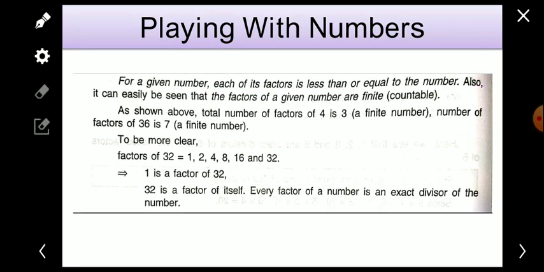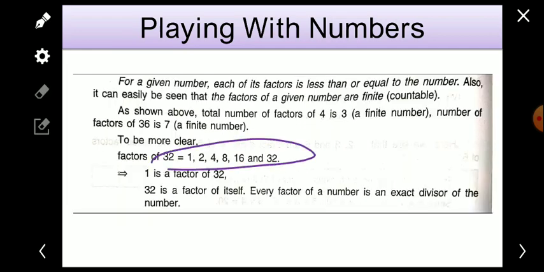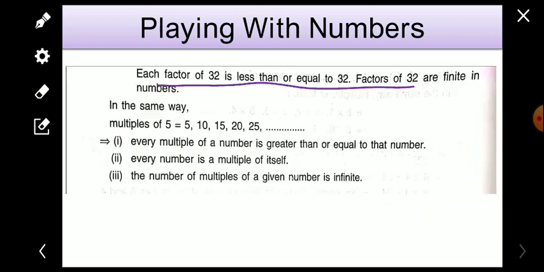We can say that the factors of a given number are finite, which means countable. Any number has a certain number of factors, 2 factors, 3 factors, 5 factors, 7 factors, like this. So every number has a finite, limited number of factors, that is countable. Each factor of 32 will be less than or equal to 32, and they are finite in number.